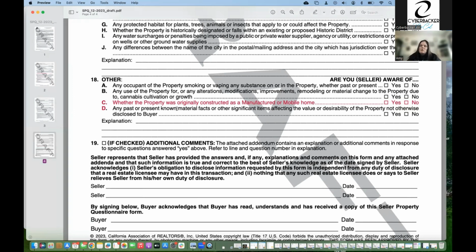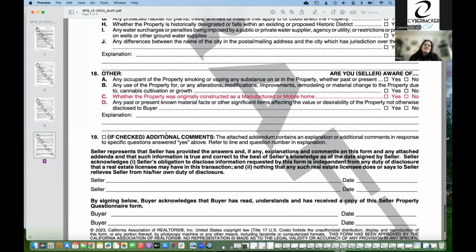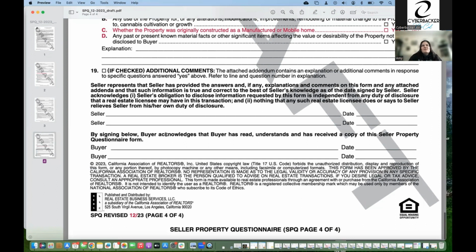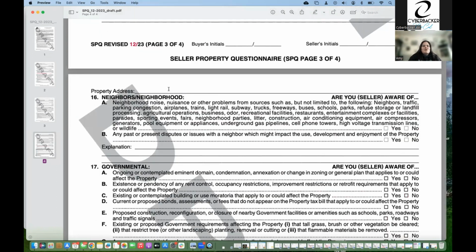My sister actually owned a property that was previously a manufactured home. Looking at it from the outside, it looked like a regular home, but it actually was brought in sections, not site built on the lot. So just something to keep in mind there. So 18C is an additional question that gets answered. And then that is the end of the changes for that seller property questionnaire.